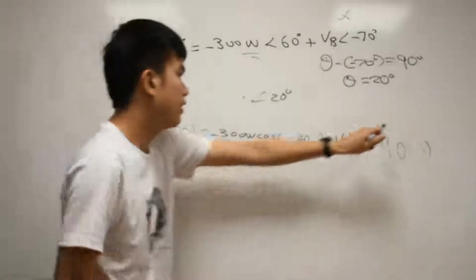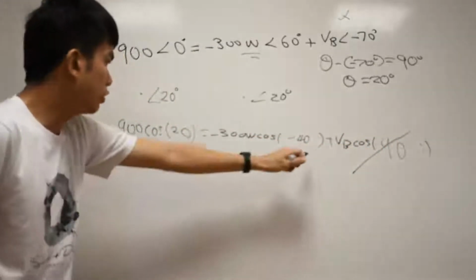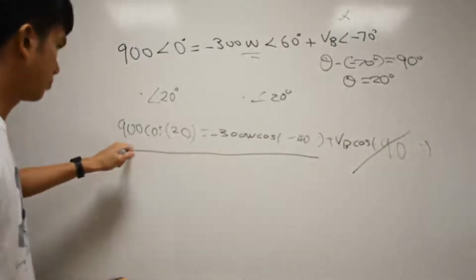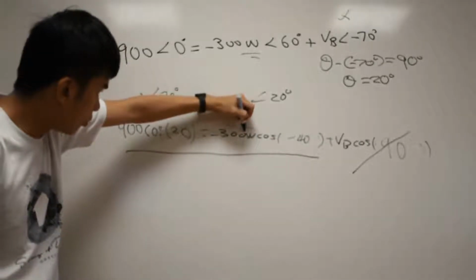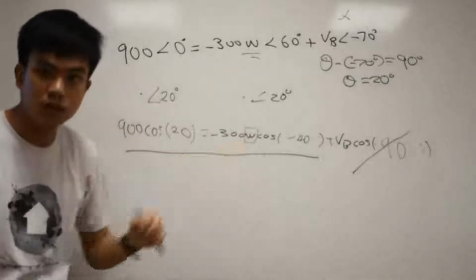So this whole thing cancels out. You're left with this equation. Right? And look at this equation. It only has one unknown. So we can solve this for omega.